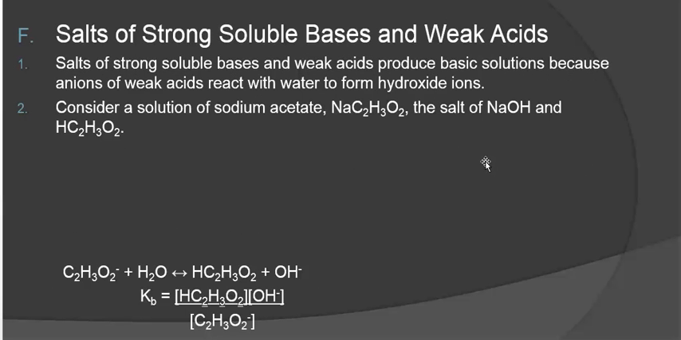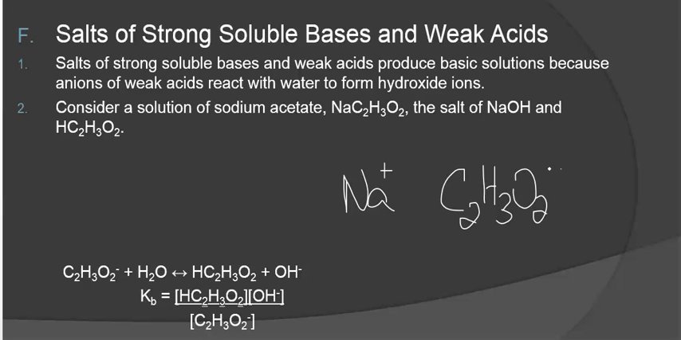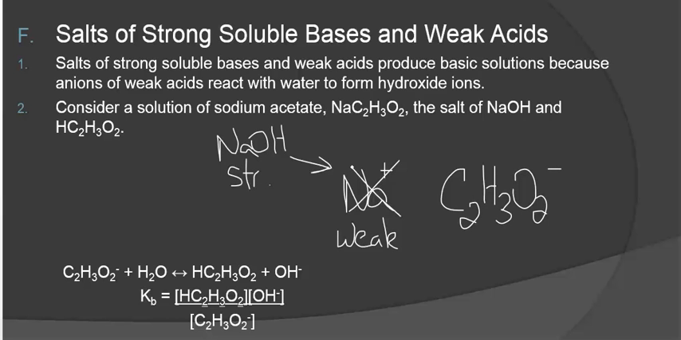Second type of salt, salts of strong bases and weak acids. These are going to produce basic solutions. For example, if I have a solution of sodium acetate, when I put sodium acetate into water, it breaks apart into the ions Na plus and acetate. Na plus comes from the base NaOH. NaOH is a strong base, which means Na plus is a weak acid that will not react with water.